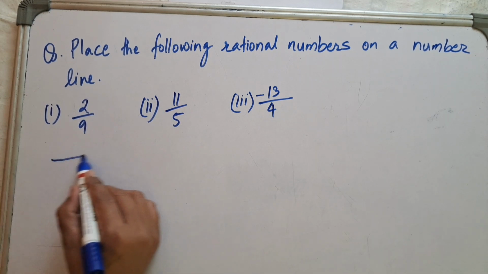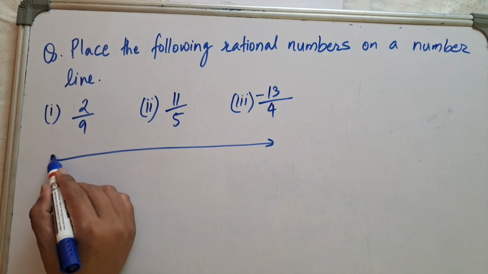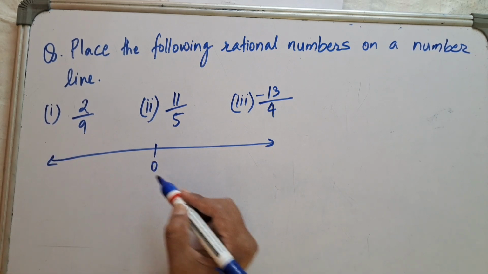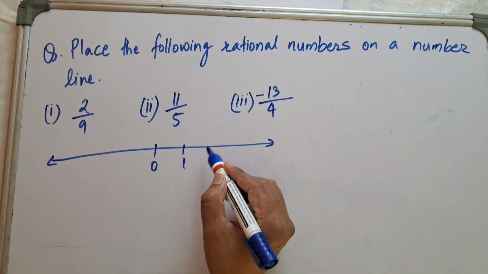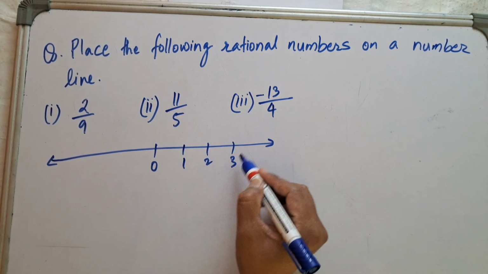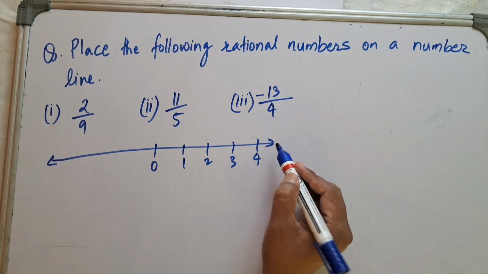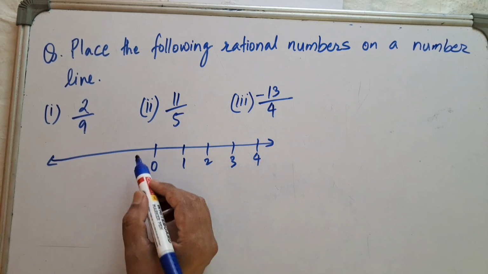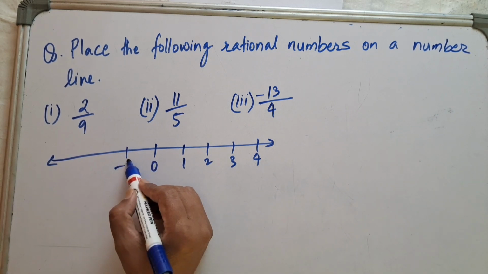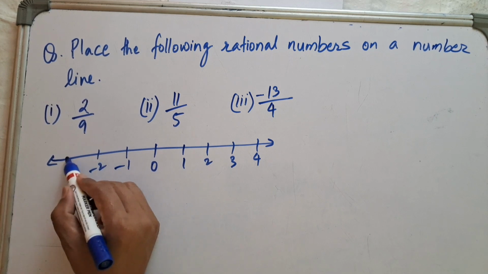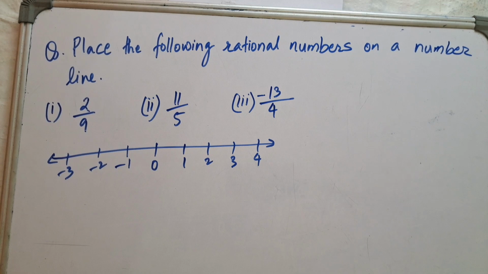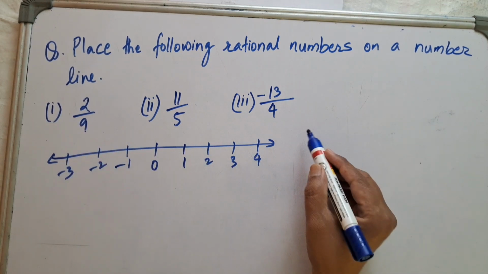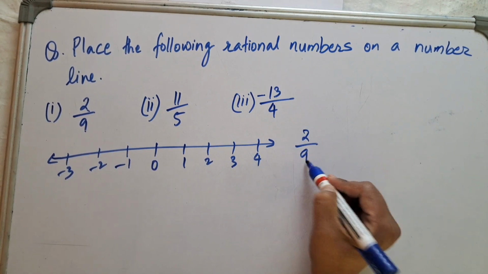So we are going to place the rational number 2 by 9 on a number line. Okay. So we have a number line here. 0 is the origin, and to the right of 0 we have positive numbers plus 1, plus 2, plus 3, plus 4, and so on up to infinity. And to the left of 0 we have negative numbers minus 1, minus 2, minus 3, and so on up to infinity. Okay. Now let us place 2 by 9 on this number line.